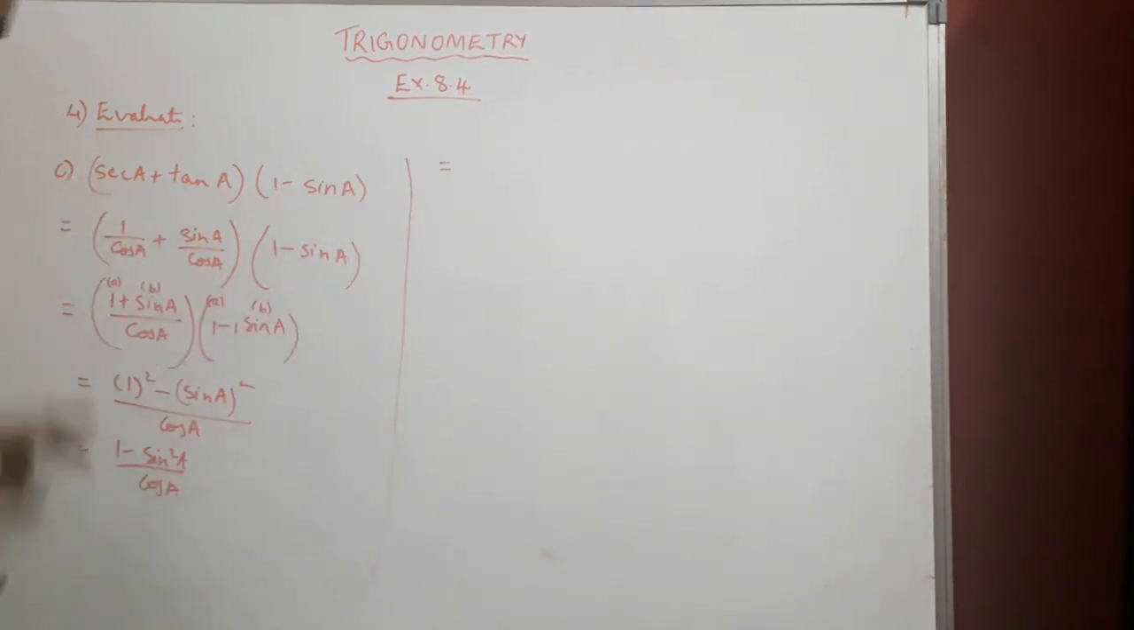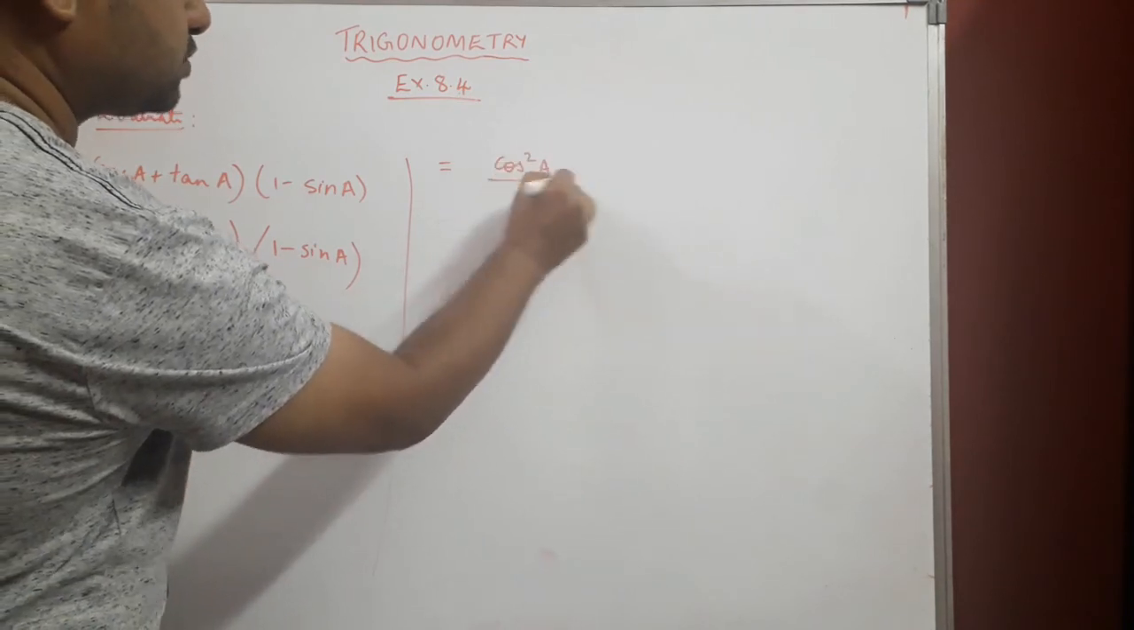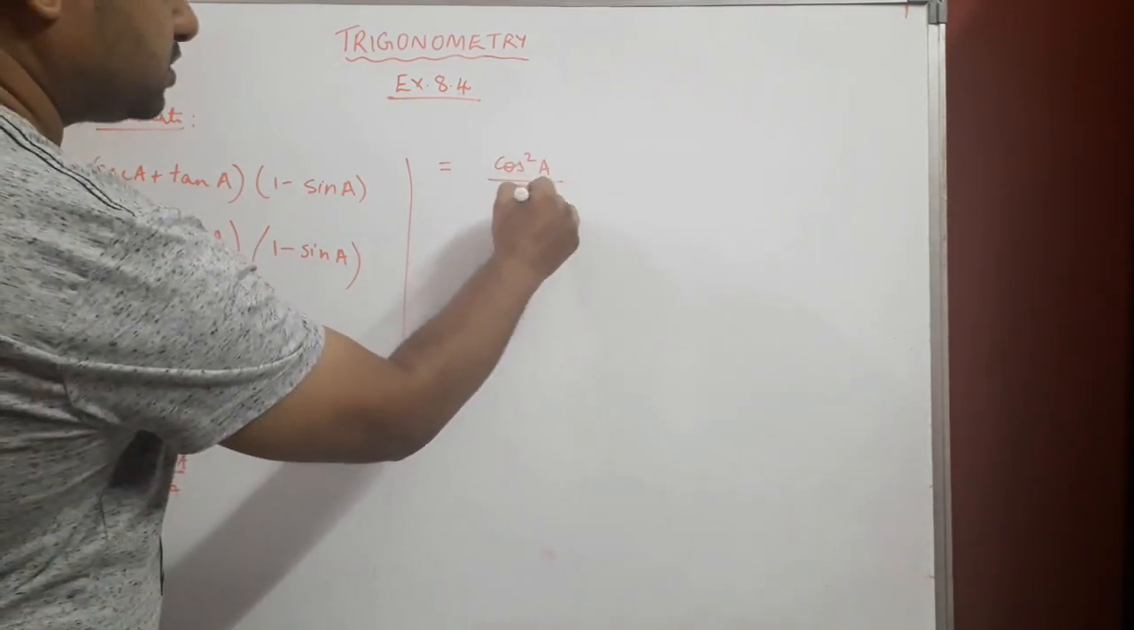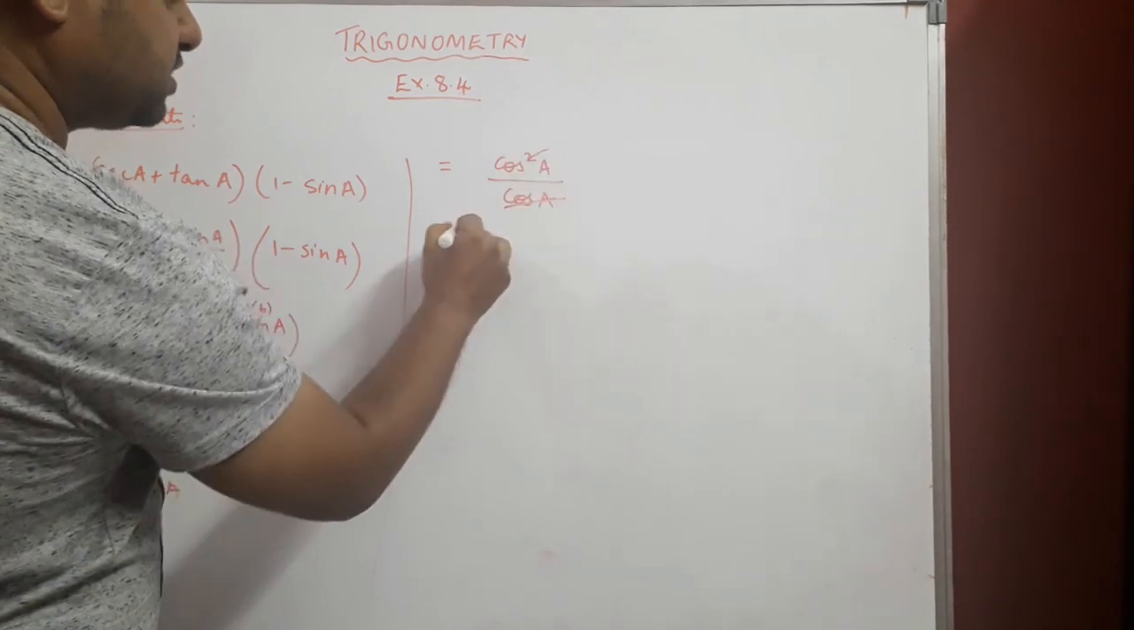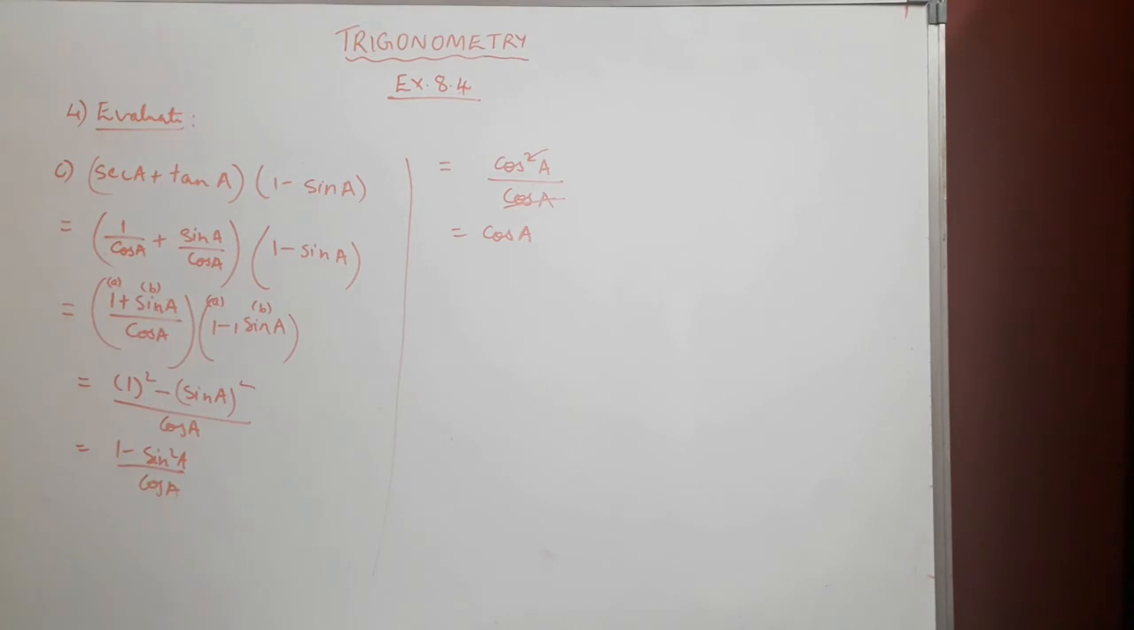And just conclude the problem here. Equal to 1 minus sin square a, from our identity we know it is equal to cos square a whole thing upon cos a. So cos a and the square cancels, we are left with just cos a, and that is our answer.